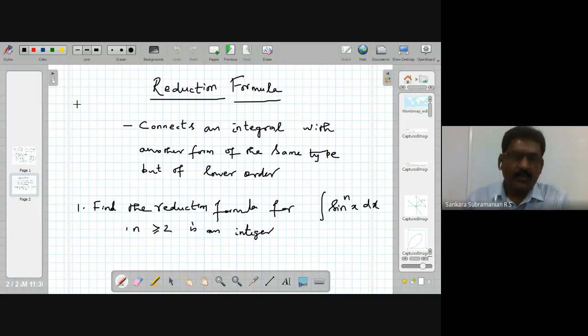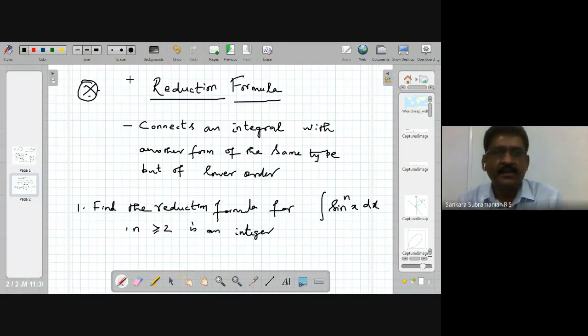This is very, very important in the sense that it has to be known, and it uses a lot of techniques, like integration by parts, for getting the reduction. Before going for reduction, what is actually a reduction formula? Sometimes in computer programming, you may call it a recursion formula, calling a function by itself.